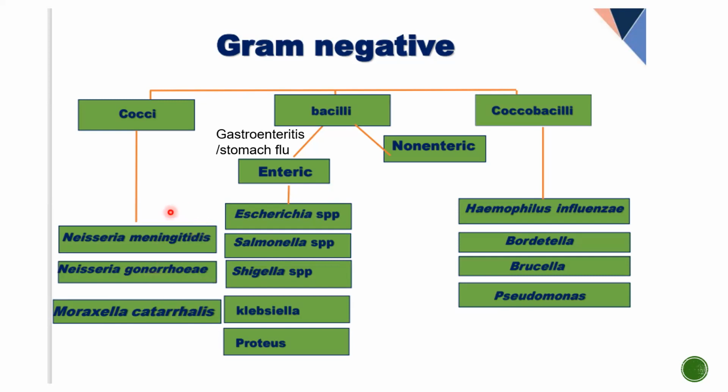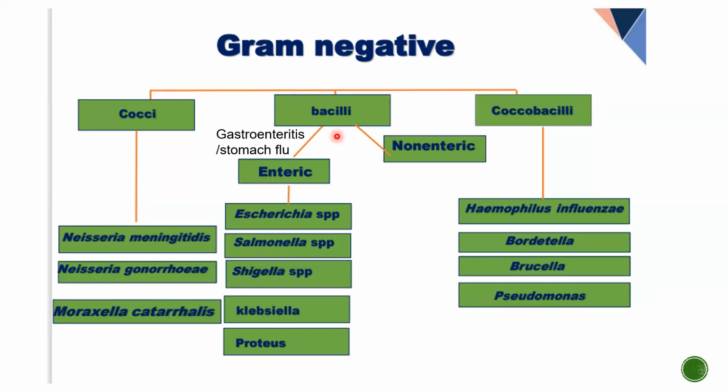Remember, this one is transmitted by air droplets. This one is a sexually transmitted disease. Okay, they look like coffee beans. They can grow on chocolate agar. The specific agar is Thayer-Martin. Then we go to the bacilli.